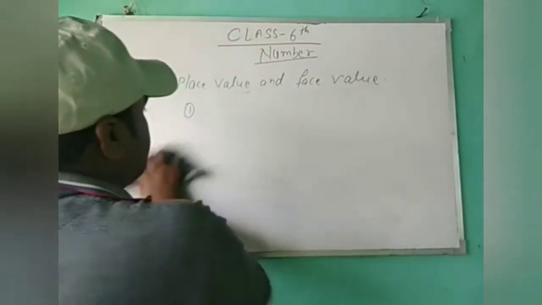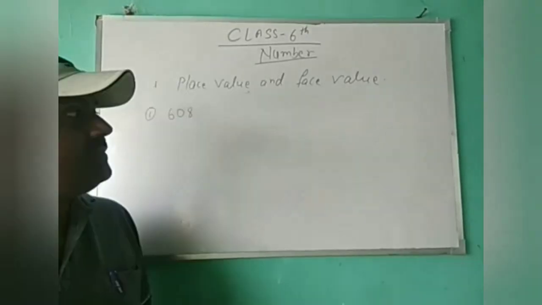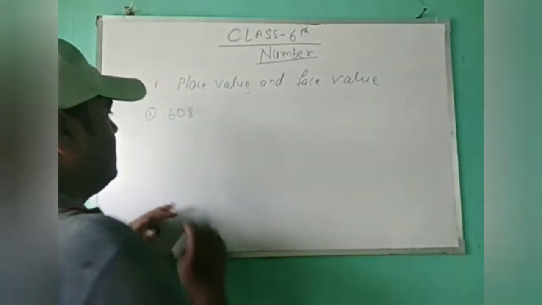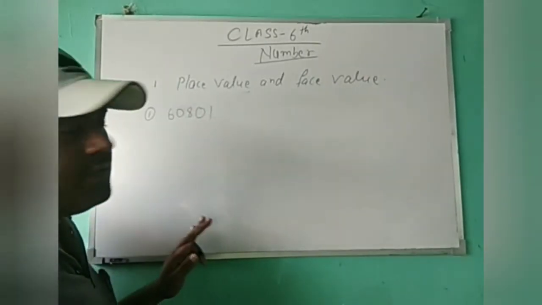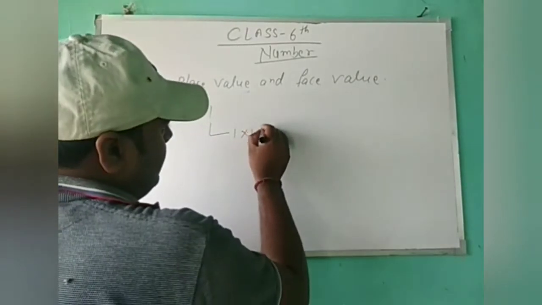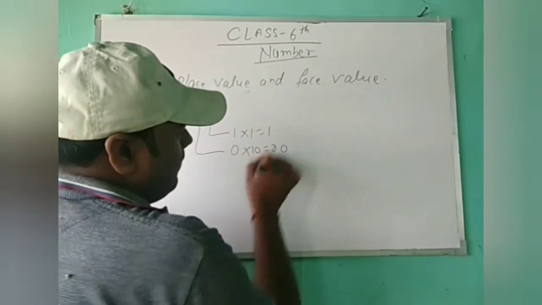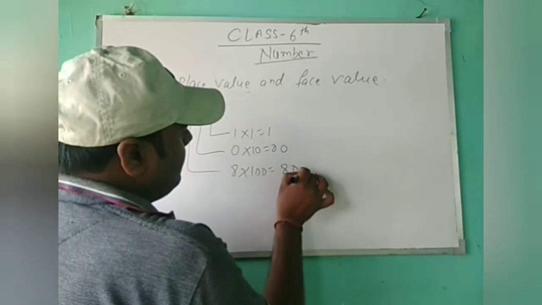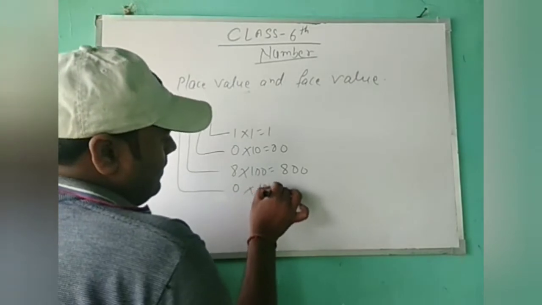Suppose that there is a number. So, dear students, this is another number. We have to find out the place value. 1 will be multiplied by 1, so you will get 1. And 0 will be multiplied by 10, so double 0. And 8 will be multiplied by 100, then 800. So, ones, tens, 100, 1000. So 0 will be multiplied by 1000.